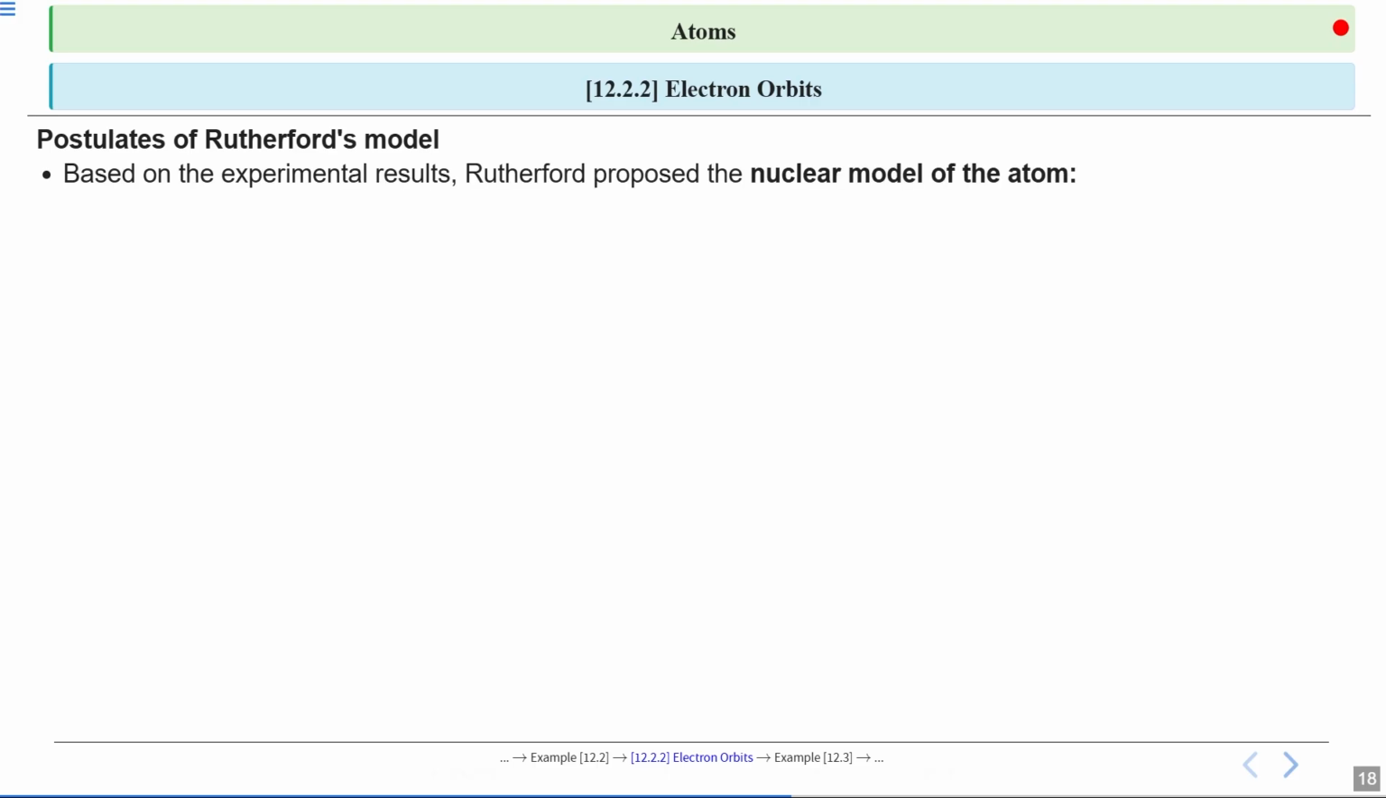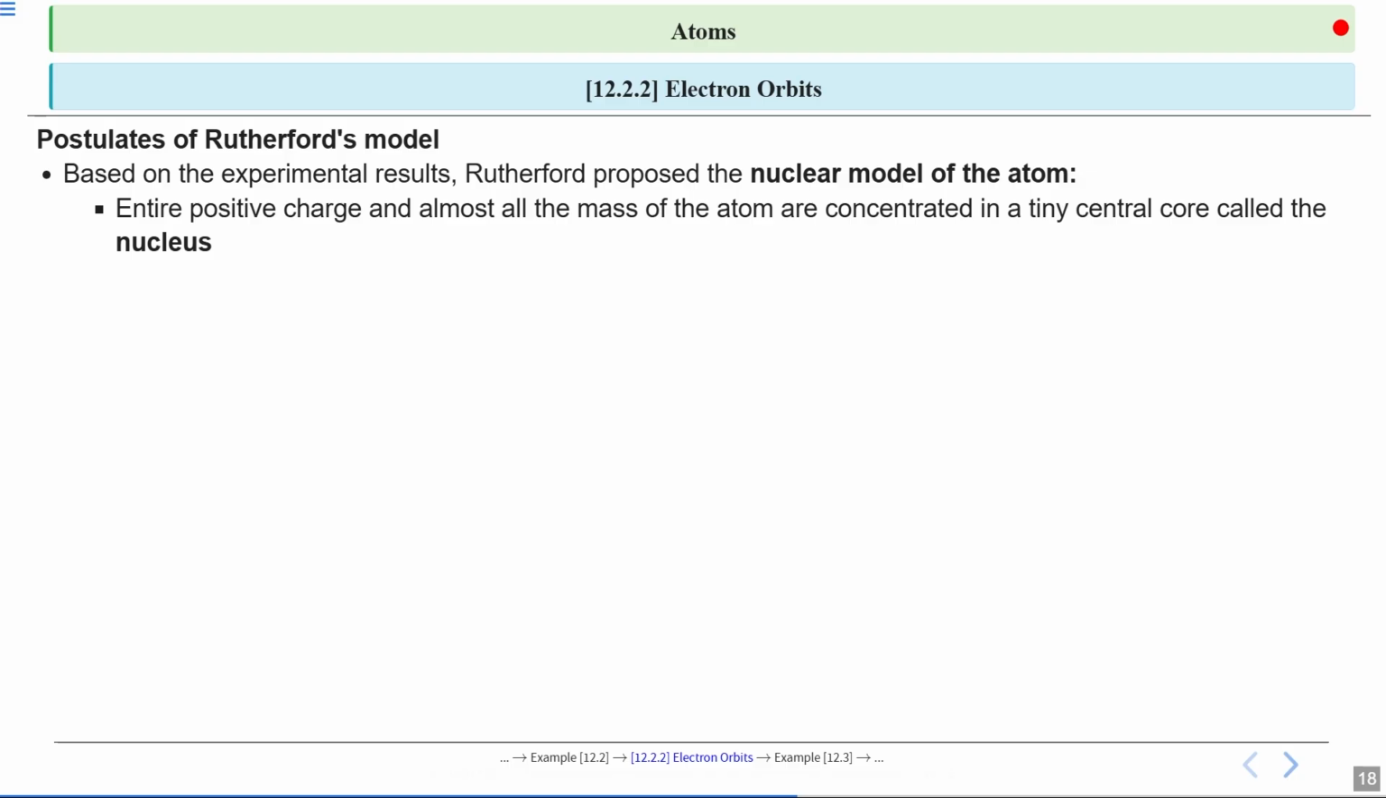Based on his experiments, Rutherford suggested a new way to think about atoms called the nuclear model. First, Rutherford proposed that almost all the mass of the atom and its entire positive charge are concentrated in a tiny central region called the nucleus. This means the nucleus is extremely small compared to the overall size of the atom, but it contains nearly all the atom's mass. For example, if an atom were the size of a football stadium, the nucleus would be like a small marble at the center.